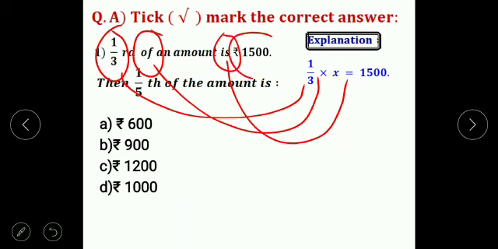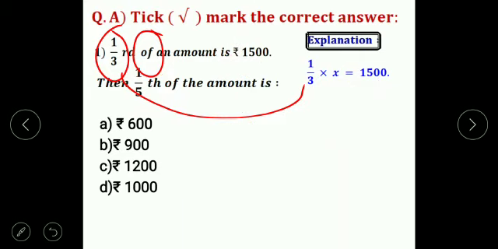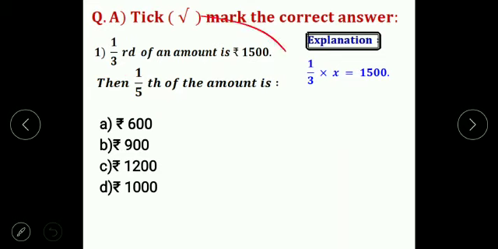After that, what is there? Rupees 1500. So write down here 1500, right? So now this is the symbolic form of this sentence. Now we know the concept of multiplication of fraction. Here the denominator of x is not given, so in that case we have to put denominator 1.